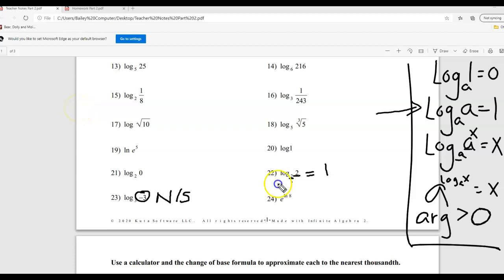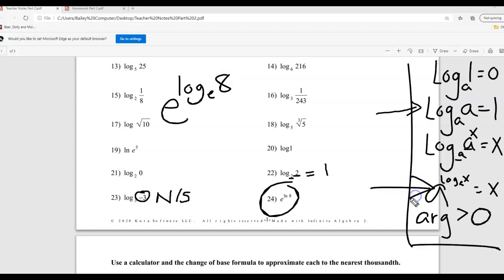And once again, we have an e, so it might help you to rewrite that ln there as a log base e, in which case we see that we're looking at this rule here, where these two pieces cancel and you're just left with your final answer. Okay, so those are some of your basic log properties.